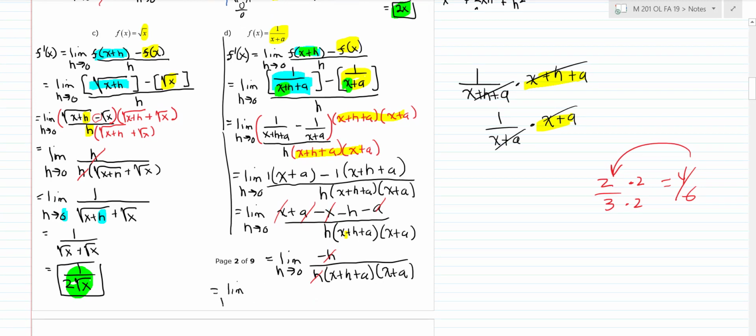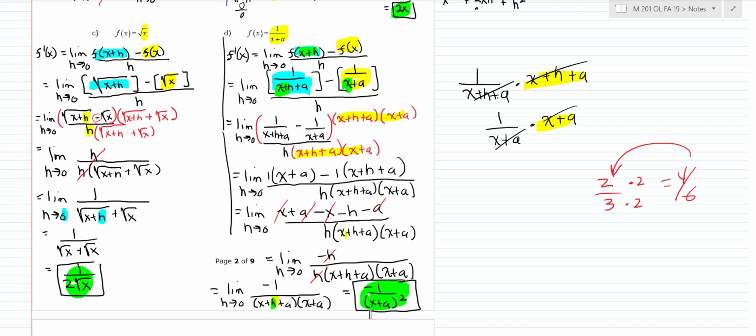We're left with the limit as h goes to 0 of negative 1 over x plus h plus a times x plus a. Now you have an h that's going to go to 0. So what are you left with? You're left with negative 1 over x plus a times itself. I kind of did that in my head, but that's pretty easy to see. That thing goes to 0, so you're left with x plus a times x plus a, so just write it out like that. That would be the answer to that derivative.